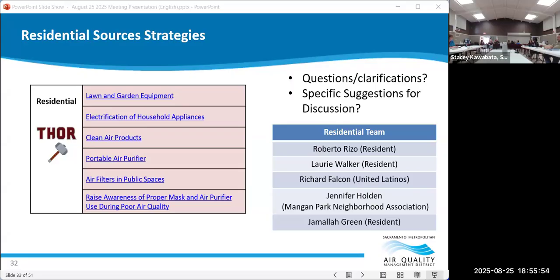Okay, good evening, everybody. My name is Lori Walker and I'm a resident member. What I'm going to do is go over the strategies that we came up with for residential sources. So the first strategy, does everybody have the strategies in front of them? No. Anyway, just for the sake of time, I'm going to go ahead and read them. Okay, so the first strategy is lawn and garden equipment. Some of the strategies that we came up with is to create an equipment checkout program to maximize the number of residents who can use the equipment.